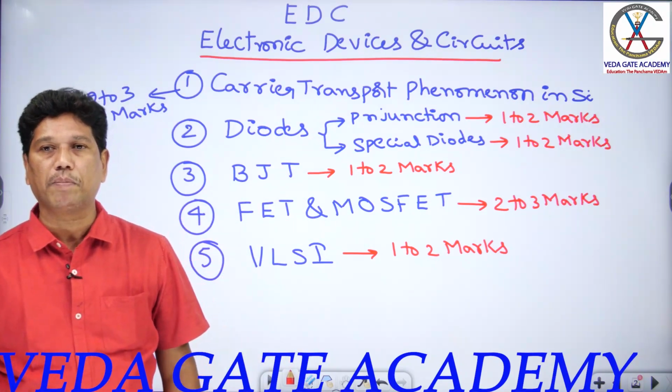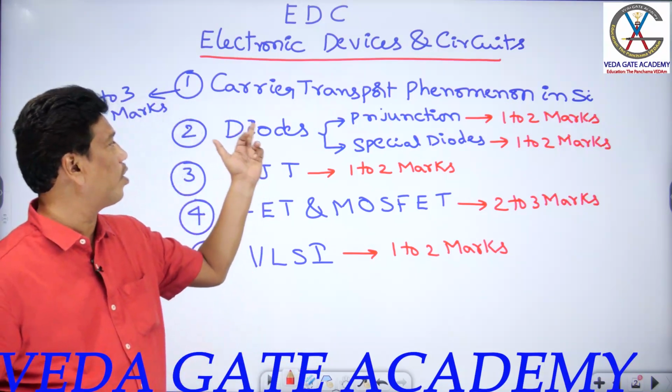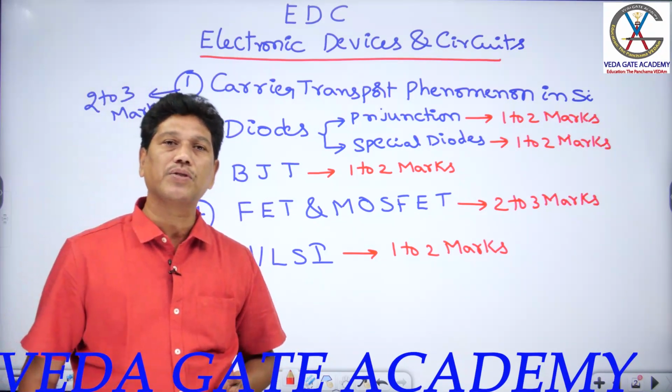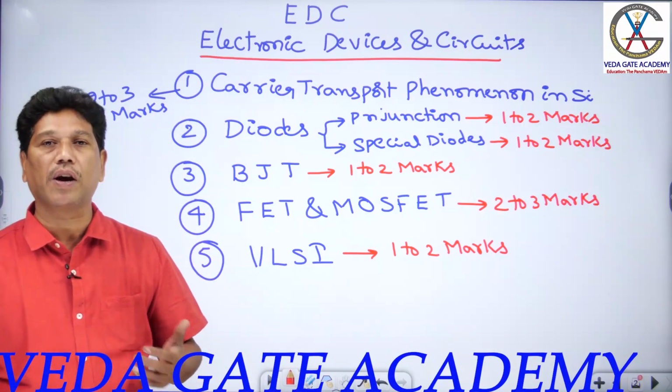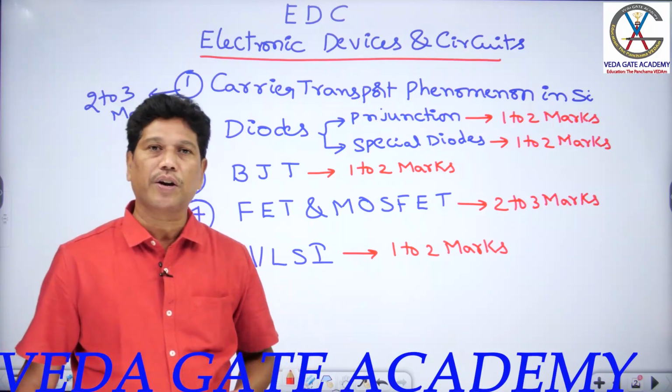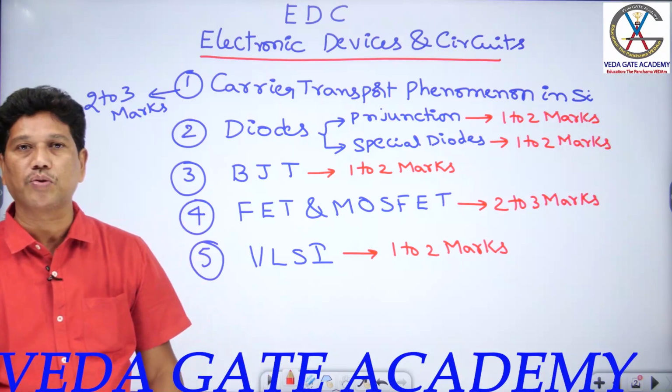This EDC part may again be considered in analog circuits, because all electronic devices you learn in this EDC part. The applications of these electronic devices, suppose diode applications: what are the diode applications? Rectifiers, clipping and clamping circuits, regulators. Zener diode is a regulator. This type of diode applications may come under analog circuits.